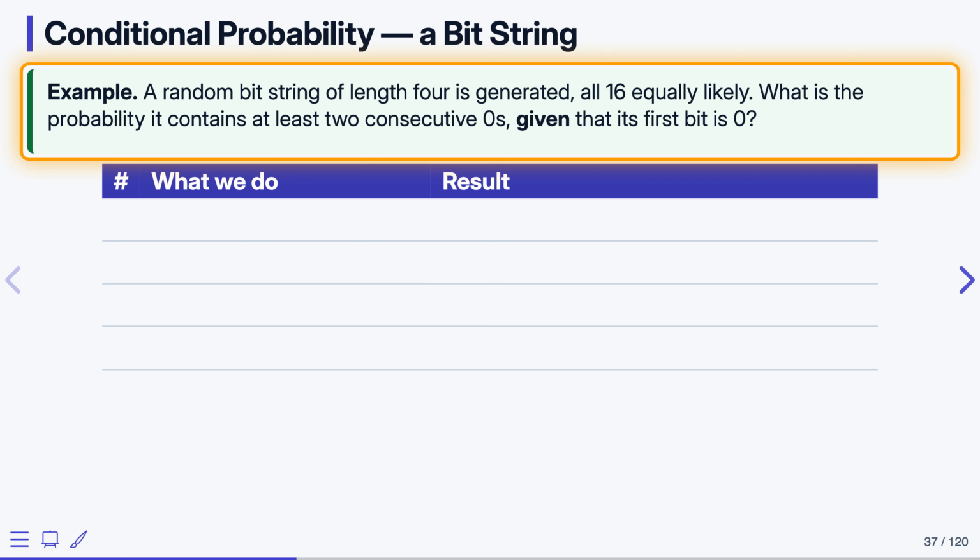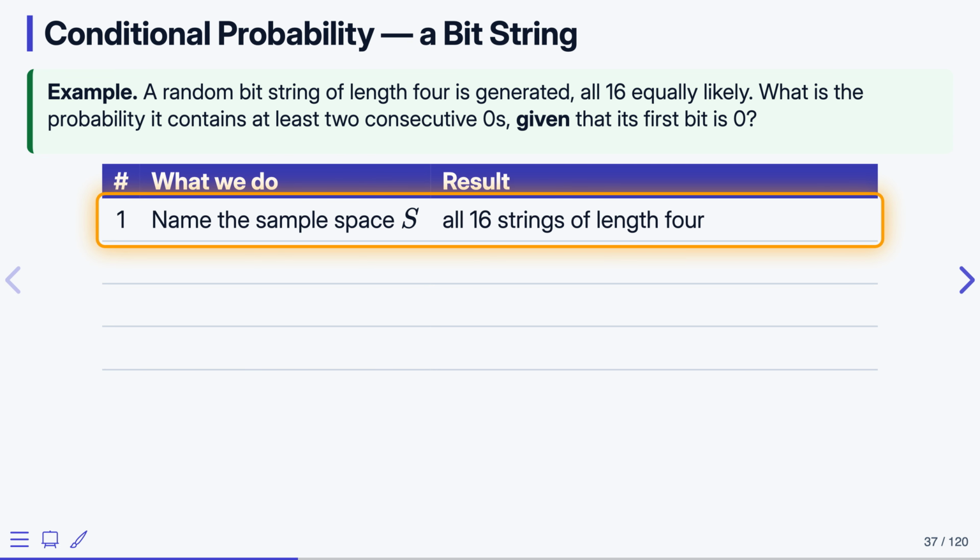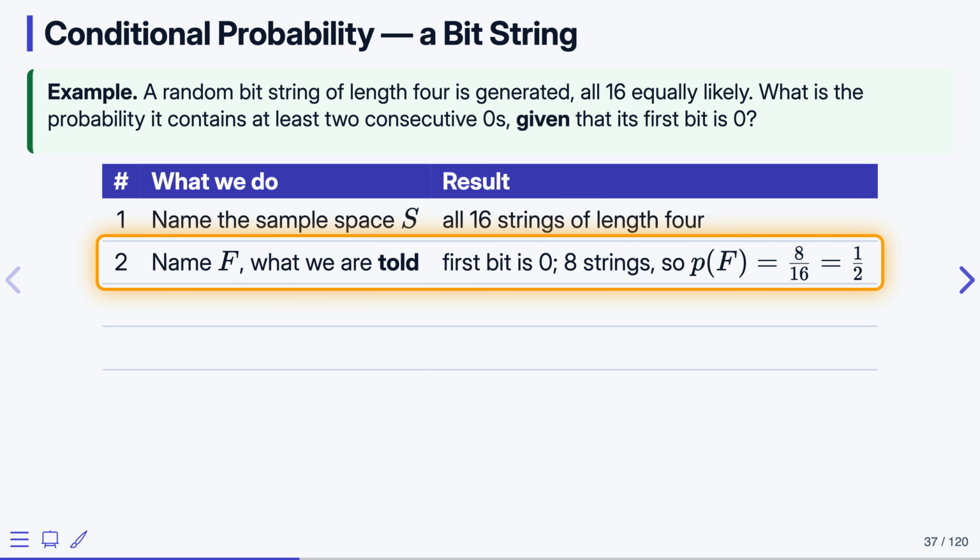A random bit string of length 4 is generated, and all 16 are equally likely. We want the chance it has at least 2 zeros in a row, given that its first bit is 0. Step 1. The sample space is all 16 strings of length 4. Step 2. Name F the thing we are told. F is, the first bit is 0. Half the strings start with 0, that is 8 of them. So P of F is 8/16, which is 1/2.